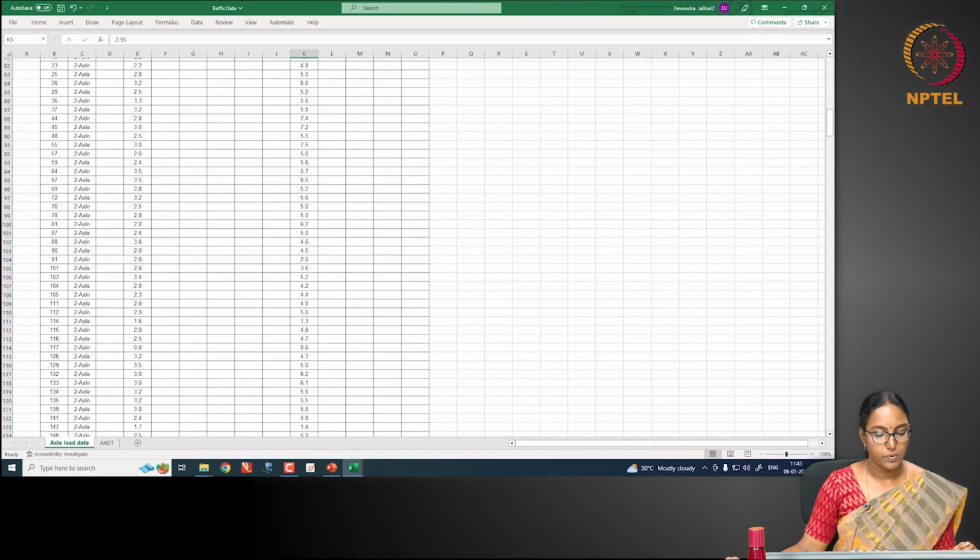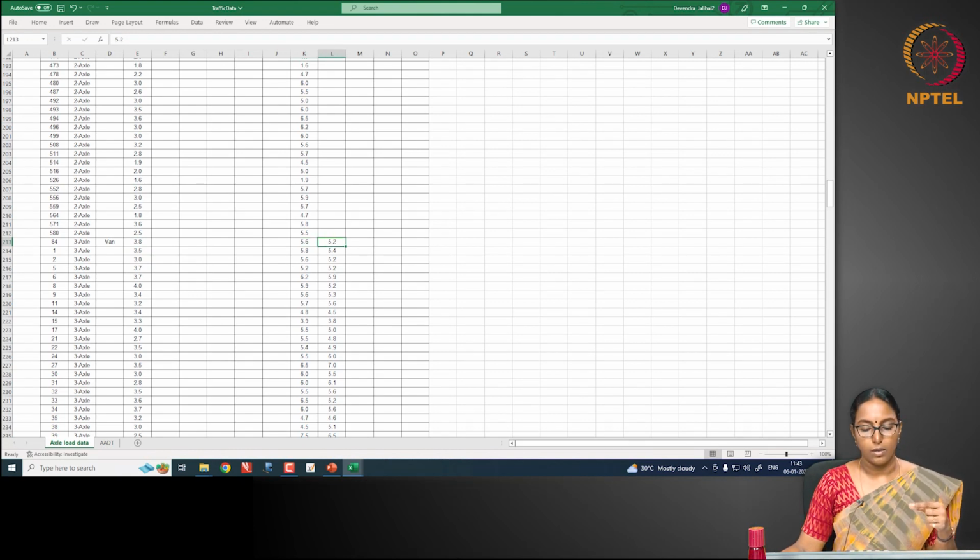Okay, likewise in the case of commercial vehicles, bus, etc. And when you go to a 3 axle, you see that there is a front axle and in the rear you have a tandem axle. So in the tandem axle you note the load on the first wheel of the front axle and the second wheel of the front axle and so on. So likewise this data is collected.